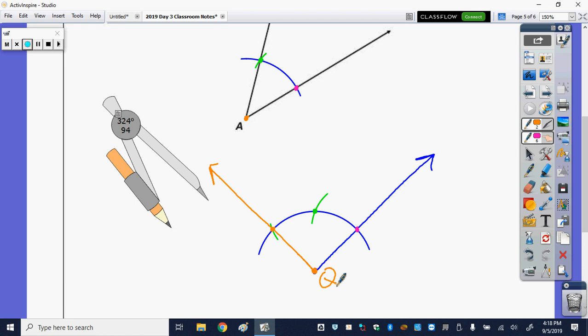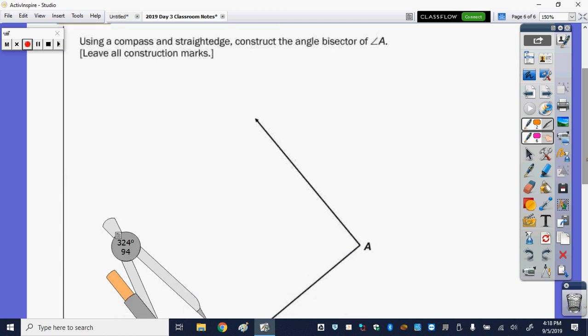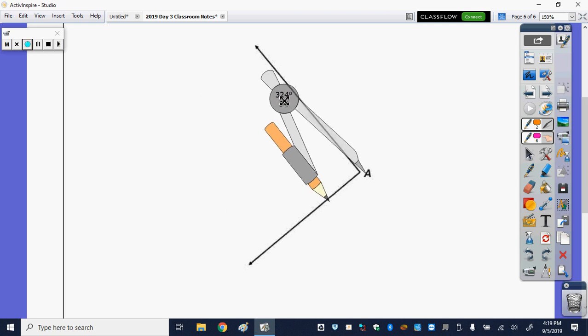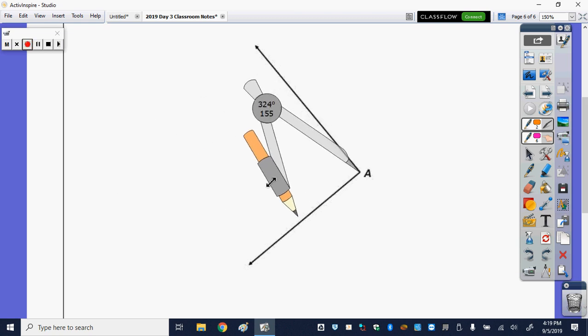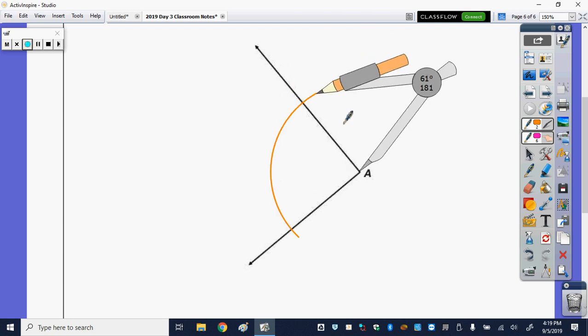And then to finish, number 8 says, using a compass and a straight edge, construct the angle bisector. So again, thinking about what a bisector does, it divides an angle into two congruent angles. The bisector that we're going to construct is a ray. So the first thing we want to do is put the compass point on the vertex of the angle. I'm going to open this up, and you're going to draw an arc, just as you would if you were copying the angle, that intersects the rays of the angle.